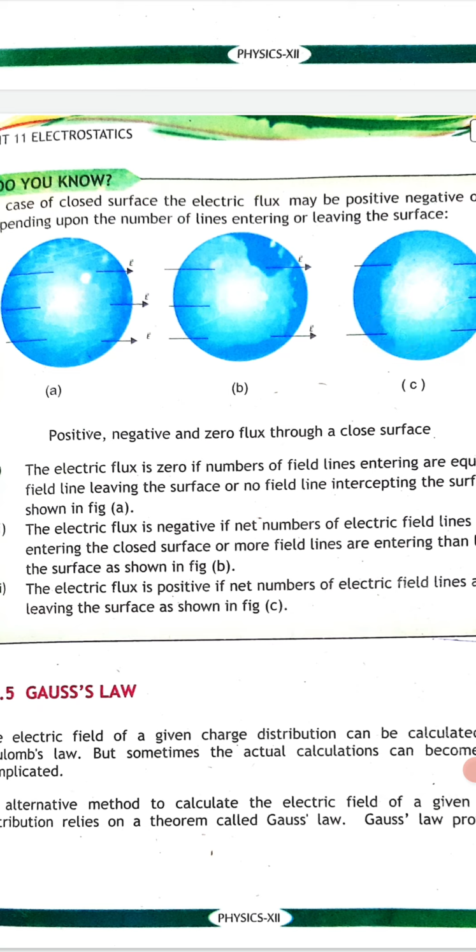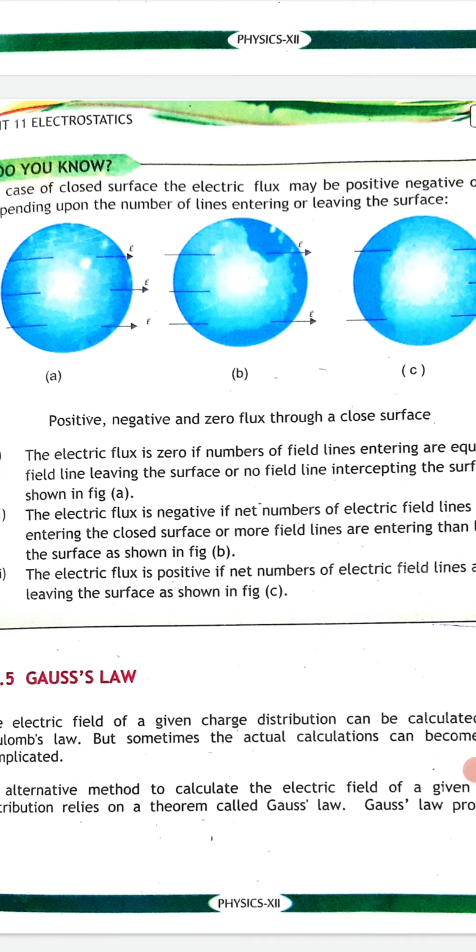In the same fashion, if we have a closed surface where the number of field lines leaving the surface is equal to the number of field lines entering the surface, then the net flux will be 0, right. Okay, so in the second case, the electric flux through the closed surface as shown in figure B is negative. Negative means that given more field lines entering the closed surface and fewer field lines leaving the closed surface, then in that situation the net electric flux will be negative, right.